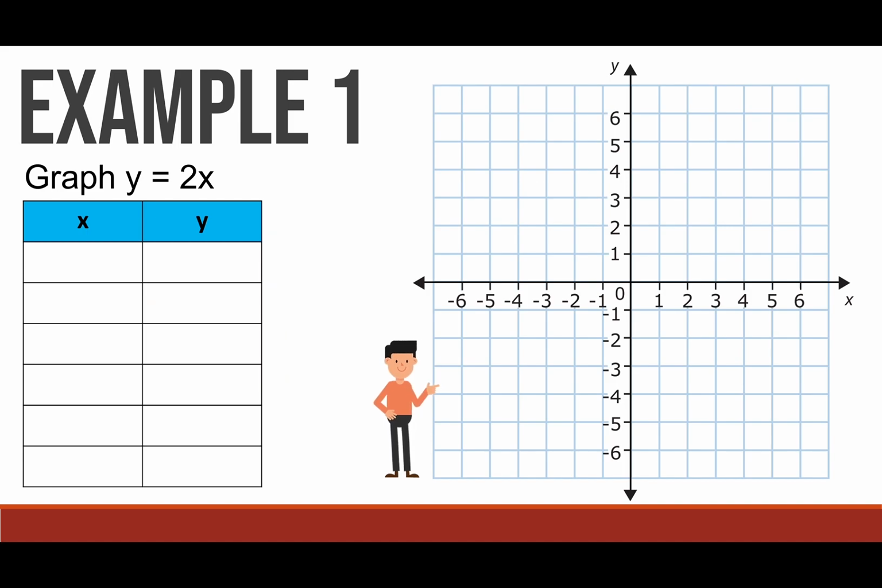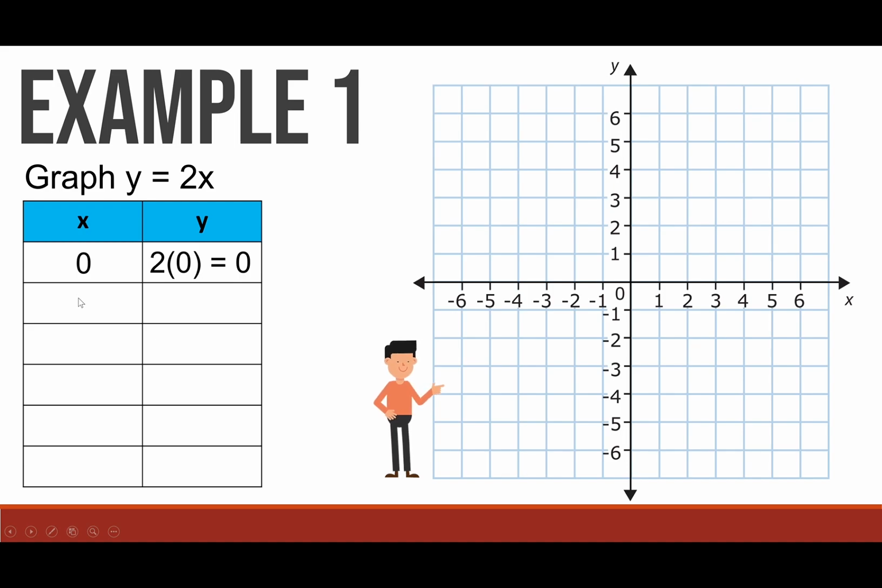All right, let's take a look at example number 1. So let's say I give you an equation that says y is equal to 2x. I'm going to choose a couple of numbers to input into this equation and see what the output is. So the first number I'm going to choose is 0. So I'm going to plug it into this equation and I'm going to say 2 times 0, that's going to give me 0 as my output.